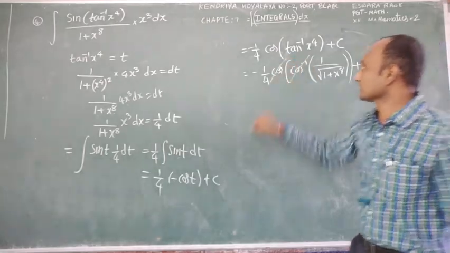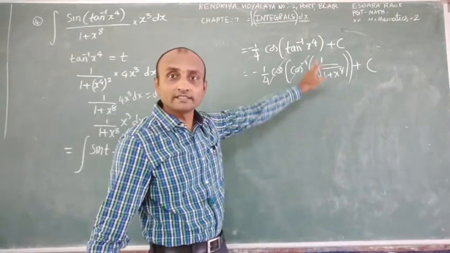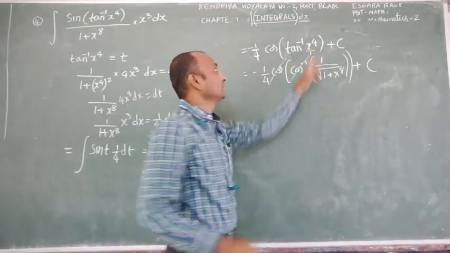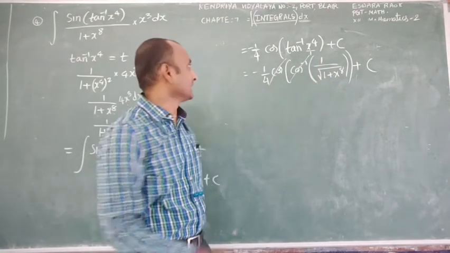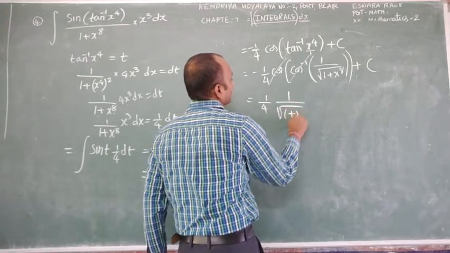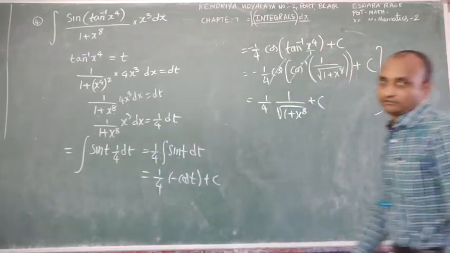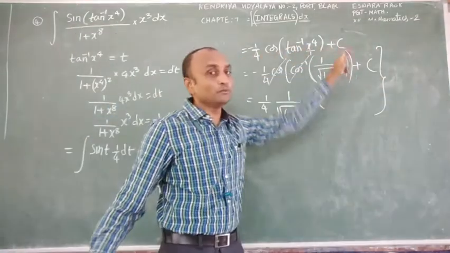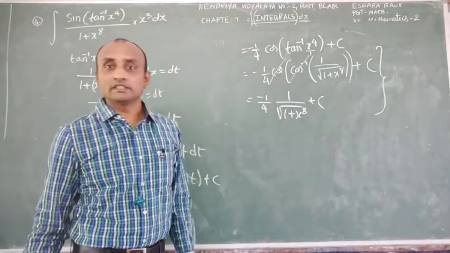So that cos inverse cos cancel. How did we get this one? Using adjacent by hypotenuse. Here x power 4 by 1 we take, opposite by adjacent. Then using the adjacent by hypotenuse concept, we eliminate this. That is equal to 1 by 4, 1 by 1 plus x power 8, plus c. And this simplification is not necessary; depending on the proving question, we have to take it. But this is very important in writing. Right? Your minus is missing. Got it?